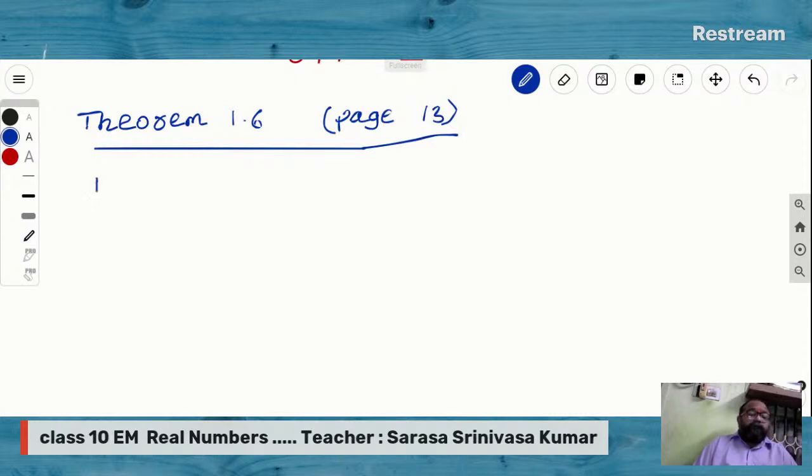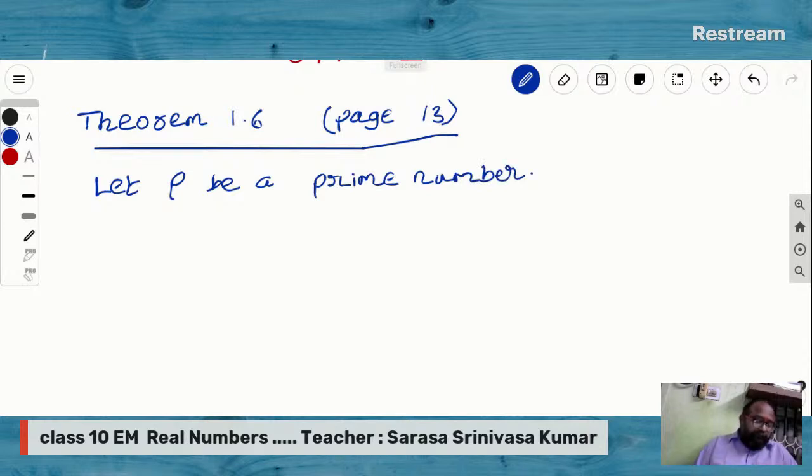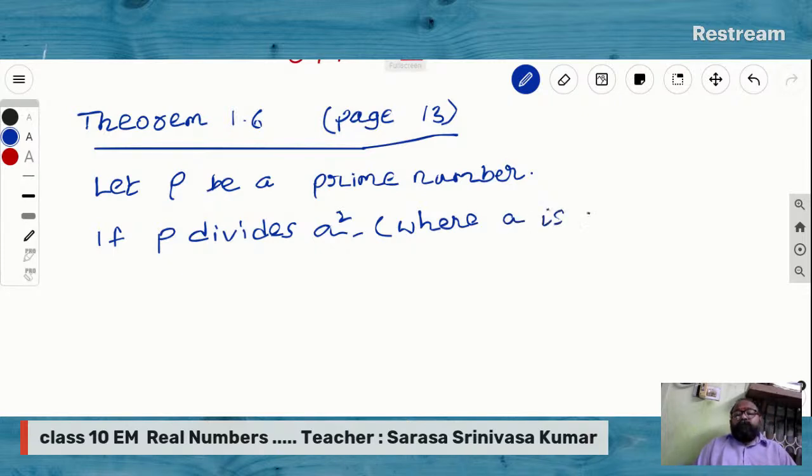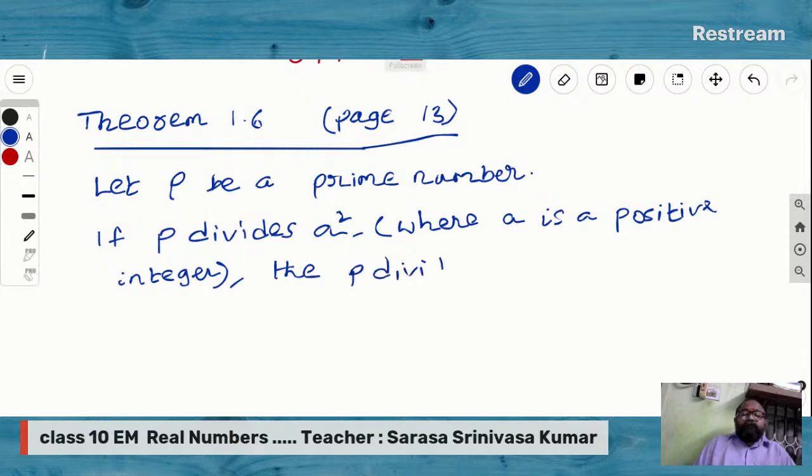Let P be a prime number. If P divides a square, where a is a positive integer, then P divides a.